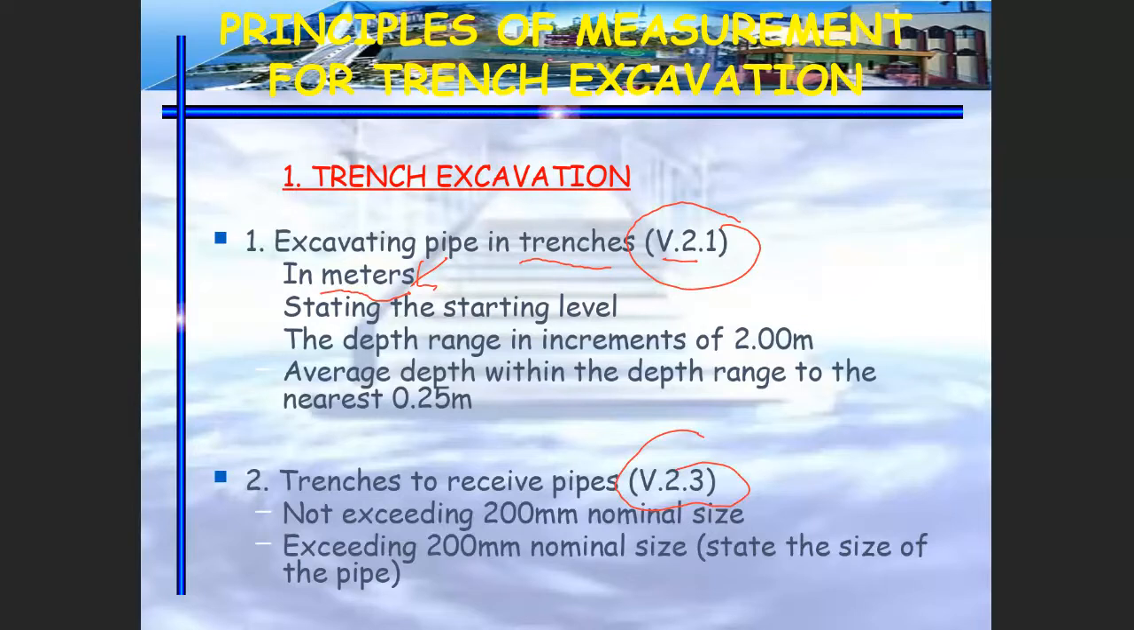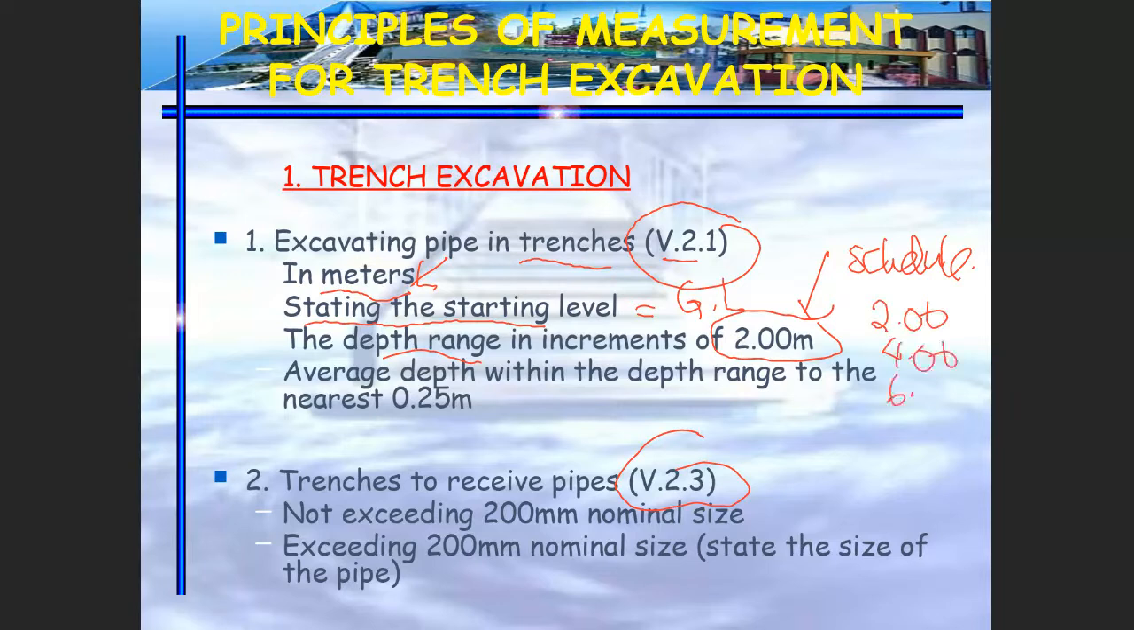You also must be able to identify the starting level. If no information is given for the starting level, we can make the assumption that everything starts from the ground level. And then the depth range in increments of 2. Okay, this one you must only be able to get from the schedule or in your early calculation. You cannot see the mention of increments of 2 meter. The word increments here refers to 2 meter, 4 meter, 6 meter, and so on. So that is the meaning of increments of 2 meter. And then from this increment of 2 meter, you have to identify the depth range. But this depth range is only for the average depth.